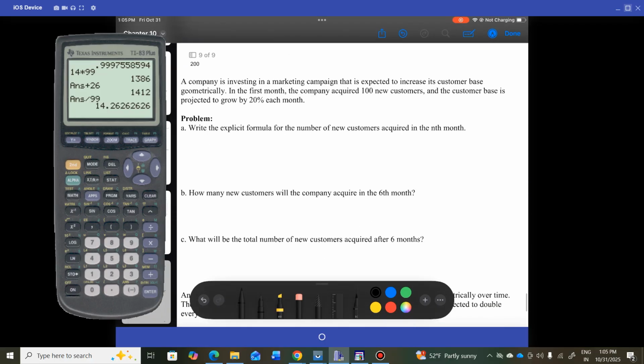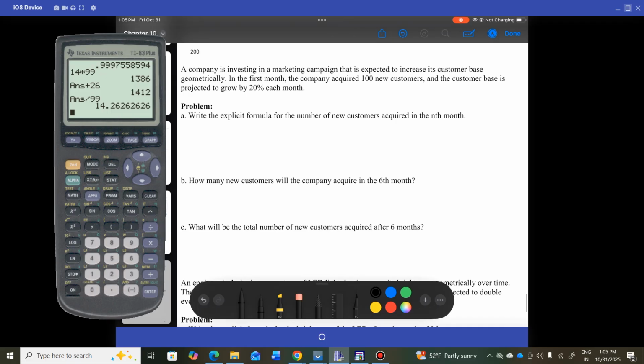Alright, so a company is investing in a marketing campaign that is expected to increase its customer base geometrically. In the first month, the company acquires 100 new customers. The customer base is projected to grow by 20% each month. So we're going to write a formula for this. A sub n equals 100 times 0.2 for the 20% to n minus 1.